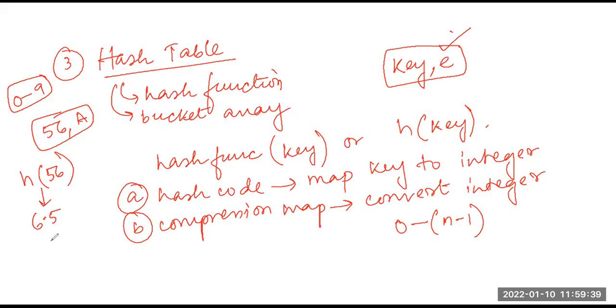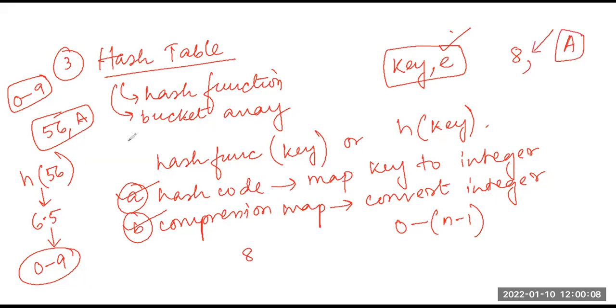Now this 6.5 I will compress and I will map according to my range 0 to 9, so that in particular location I can fit my element. And suppose this value, ultimately by applying the hash code and by applying compression map, I have the value of 8. Then it means what? In my 8th index location, I will insert my element.